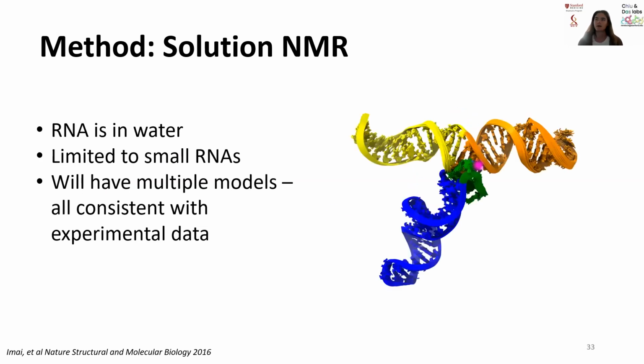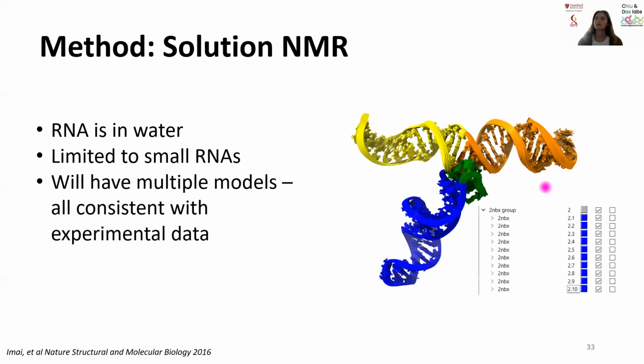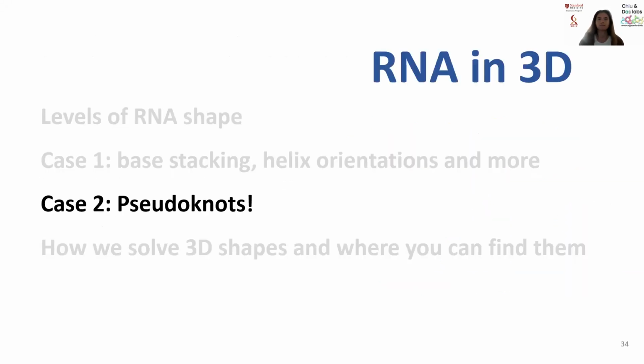So for example, when I opened this in Chimera, I would see all 10 models in this case. And this is what it would look like in ChimeraX. So I'd have a group of 10 different models, and you can see they're slightly different, but they're all valid models. When I'm looking at it, I'll often just look at the first one, but all 10 are valid models.